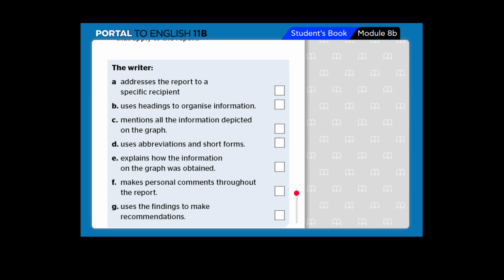And finally, G. The writer uses the findings to make recommendations. هل الكاتب يستخدم النتائج التي تم الحصول عليها لإعطاء بعض التوصيات والنصائح؟ Try to answer on your own, then you can check your answers afterwards.